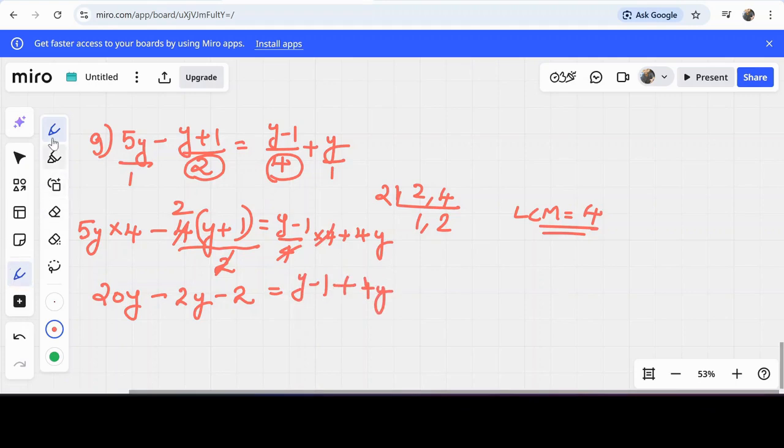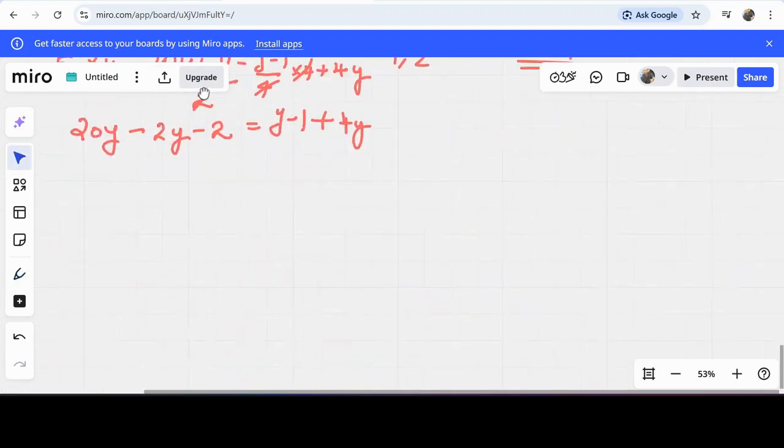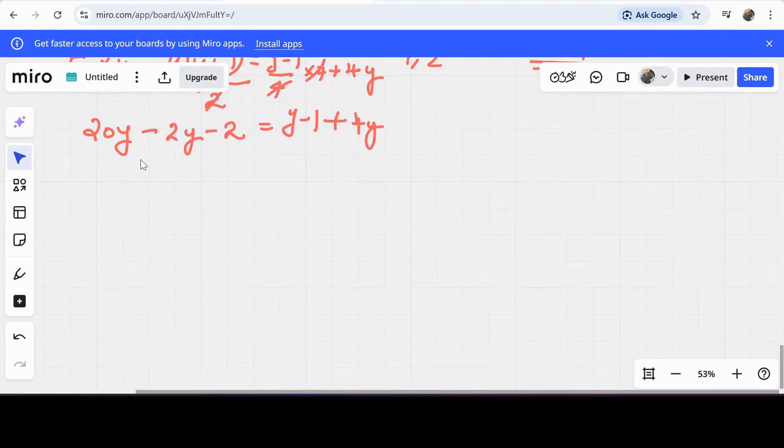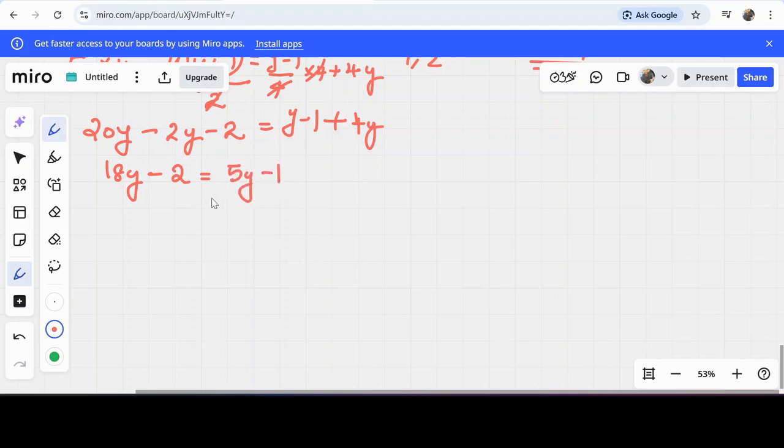Now in the next step I can write 20y minus 2y. This 20y minus 2y I can write as 18y. So 18y minus 2, which is equal to, here y plus 4y, which is 5y minus 1. Now I can rearrange this. 5y will go to the left hand side, it will become 13y, which is equal to minus 1 plus 2, so y is equal to minus 1 plus 2 is what? 1. So 1 by 13. So here we should get the value 1 by 13 by this one.